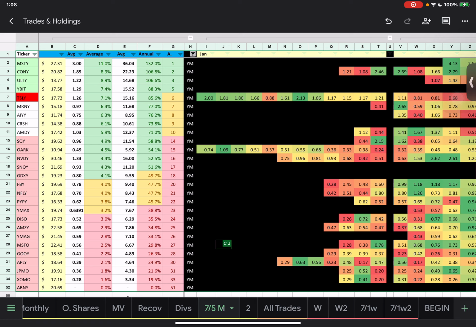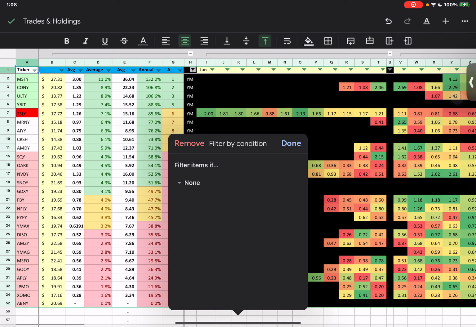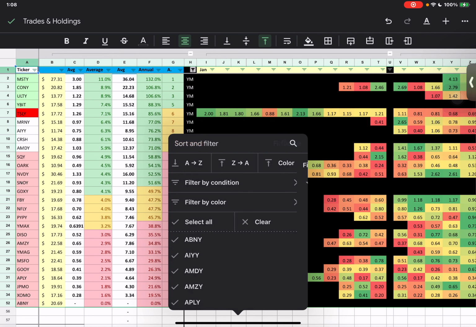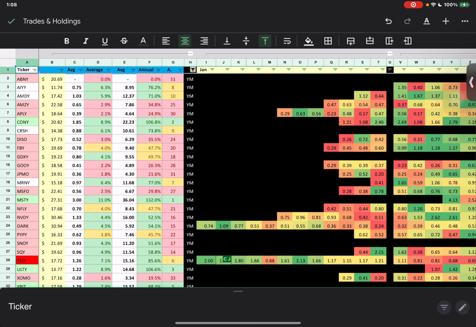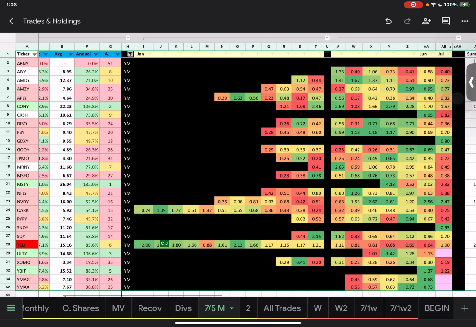But anyway, you can see how all these rank. Of course, Abney is at the bottom because it hasn't paid a distribution yet. But that's just to give you an idea of the average. I don't even know what I just did. Okay. We're going to sort these back in alphabetical order, and then we're going to look at the distributions.